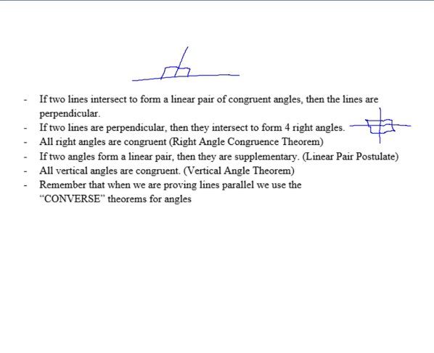If two angles form a linear pair, then they are supplementary. That is referred to as the linear pair postulate. So if you're looking at a diagram and you say two angles are supplementary because they're a linear pair, you would use the linear pair postulate. We're going to be using that quite a bit. All vertical angles are congruent, so if I have a pair of vertical angles, I can say they're congruent. That's the vertical angle theorem. We'll be using that quite a bit as well.